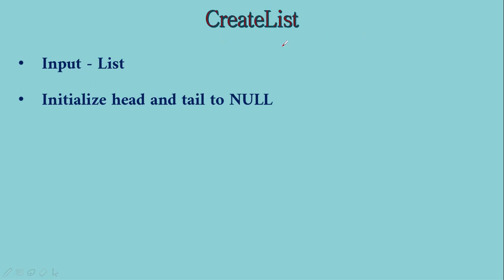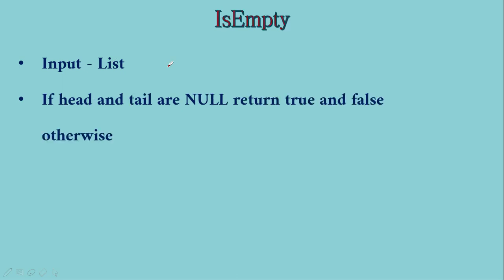Next is the create list function. The input for this will be the list. The objective of the create list function is to initialize the list. When we look at a doubly linked list, there are two things that will be properties of the list: one is the head and the other one is the tail. So we have to make head and tail both null. The list has to come as the input and we have to pass it by address so that the changes we make here get reflected in the main part also.